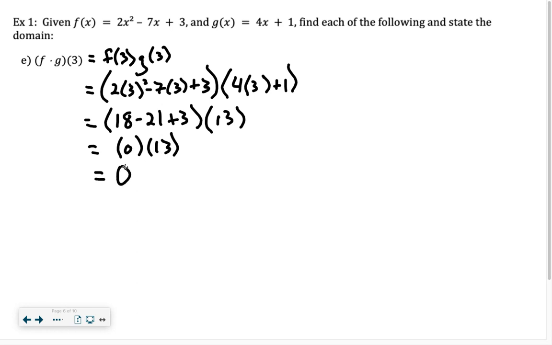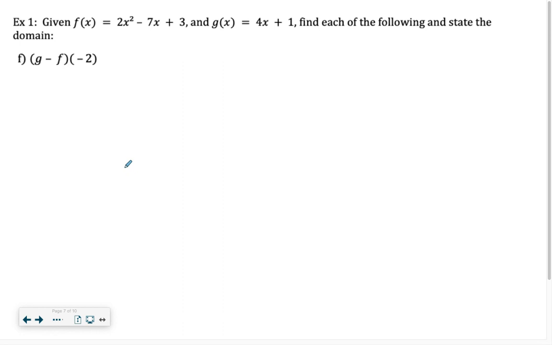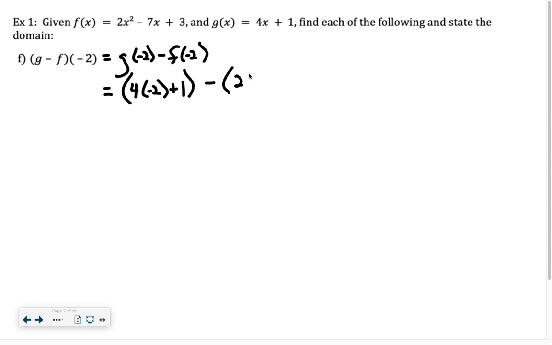All right. Then for the last example, we have g minus f of -2. So this just means g of -2 minus f of negative 2. So g of negative 2 is going to be 4 times negative 2 plus 1 minus 2 times negative 2 squared minus 7 times negative 2 plus 3.